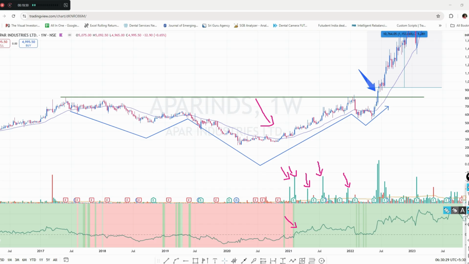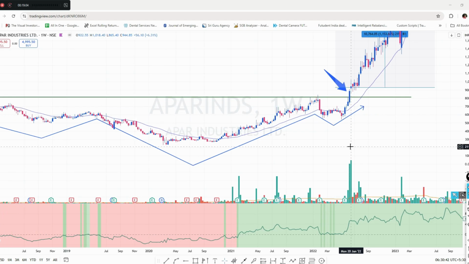So finally what happened? On one fine day, around 13 June 22, the price broke out of this consolidation zone. You can see the RS is reaching a newer high. If you draw a line here, the RS line has reached a new high with superb volumes. The price has finally broken out. Also you can see here the volume on the next week after this breakout is also up.